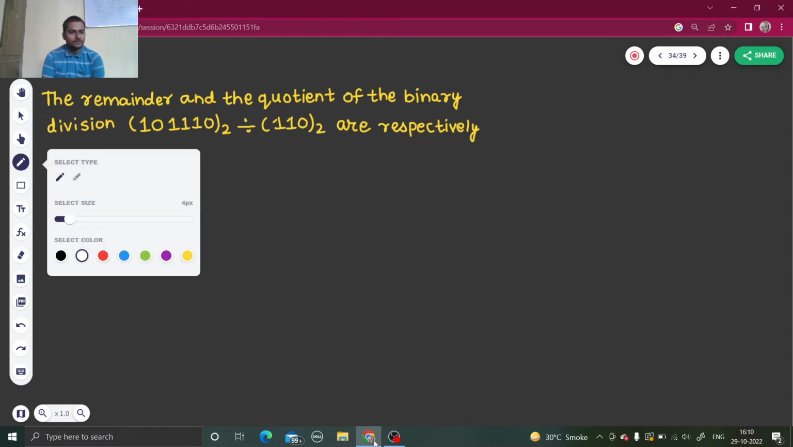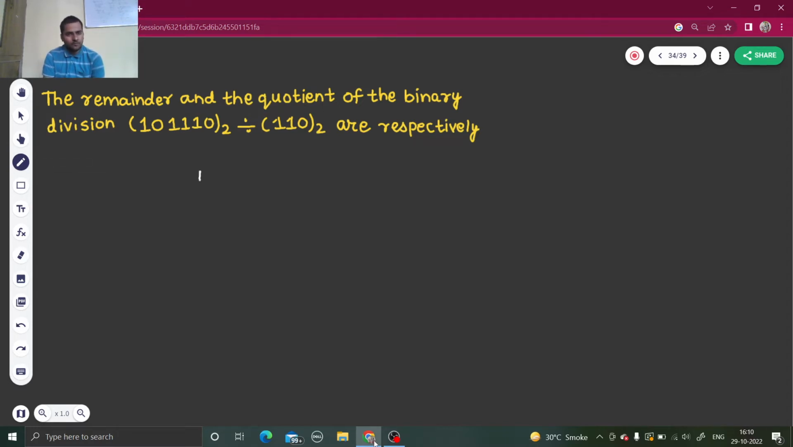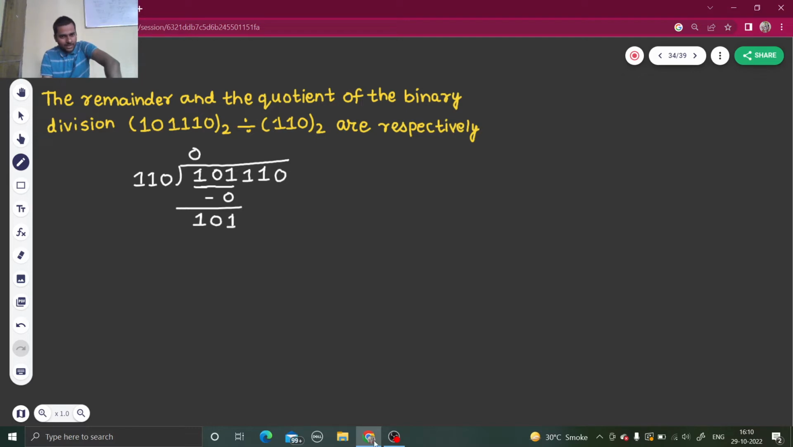So let's begin. We have the number 101110, and this is to be divided by 110. Let's divide this. As you can see, it will not go in the first time if we take 3 bits, because 101 is smaller. So we write 10 and subtract, and we get the same number. Now we can bring this 1 down. 1011 is larger, so it goes in one time, 110.